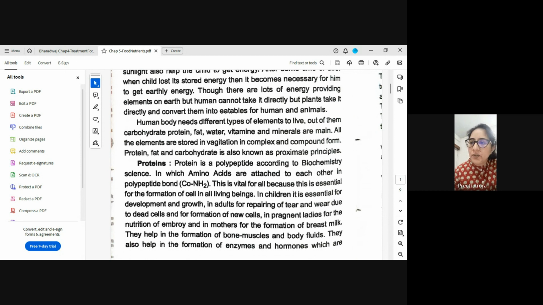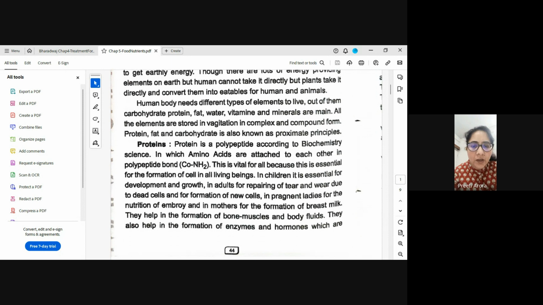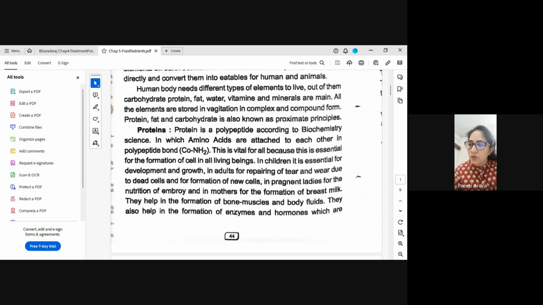So this brings us to the first component of the proximate principle of food, which is protein. Protein is made up of smaller units that have come together to form a complex substance called protein, and this unit is called amino acids. What I mean to say is that protein is made up of smaller units, which are called amino acids. Different types of amino acids come together to form protein, correct? So if you break down protein of any type, you will get amino acids. Just like we say the cell is the structural and functional unit of our body, we say that amino acids are the functional unit of protein.